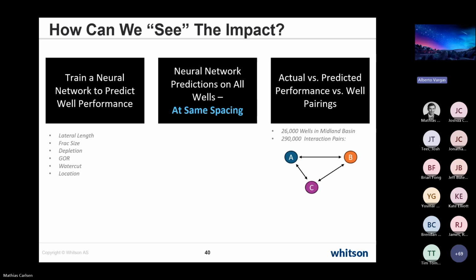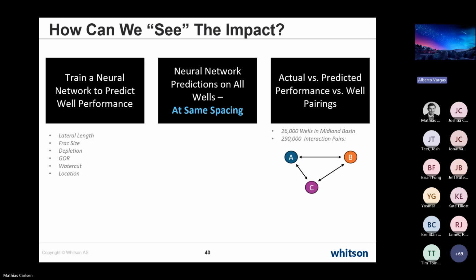So what we did is we trained a neural network on everything that we could to try to quantify well performance. And then with that trained neural network, we made the prediction on every single well, but at a standard spacing. So now we're accounting for lateral length, frac size, depletion as best as we can, but keeping spacing the same. And then we're going to compare it to the actual well results and say any deviation there we can probably at least partially attribute to spacing. So that gives us a baseline to compare with.